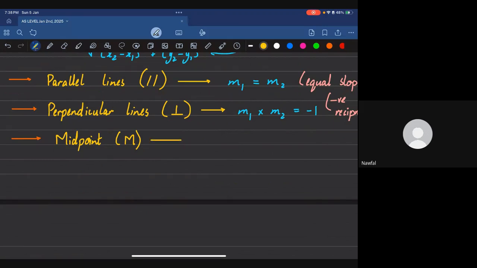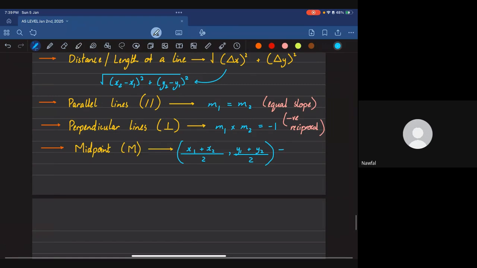with the formula to calculate the midpoint, which technically is just simply taking the average of your coordinates. So you're going to have y1 plus y2 over 2. And this is going to be equal to the x at the midpoint and the y coordinate at the midpoint.